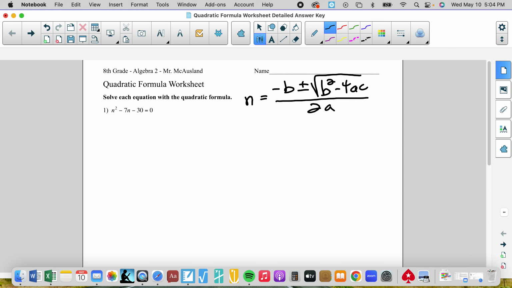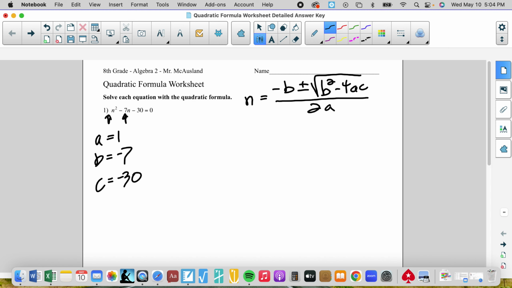So one of my first steps is to figure out what my a, b, and c are. My a is going to be 1. It's always the coefficient of my squared variable. B is going to equal -7. That's always the coefficient of my variable to the first degree. And my c is going to be my constant, which is -30.